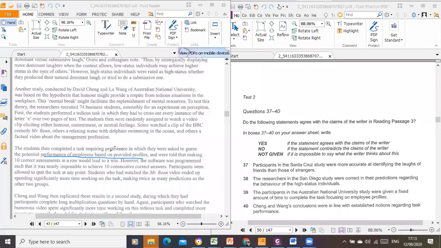The students then completed a task requiring persistence in which they were asked to guess the potential performance of employees based on their provided profiles, and were told that making 10 correct assessments in a row would lead to a win. However, the software was programmed such that it was nearly impossible to achieve 10. Participants were allowed to quit the task at any point. So students who had watched the Mr. Bean video ended up spending significantly more time working on the task, making twice as many predictions as the two groups.